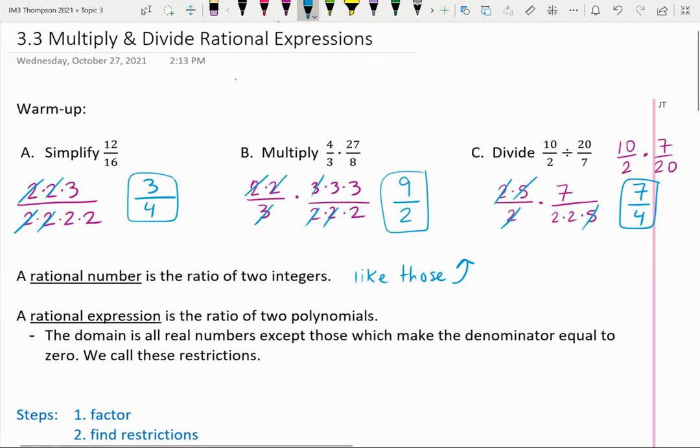A rational number is the ratio of two integers. So I have an integer divided by an integer. An integer is a whole number or its opposite, including 0. So this is a rational number. Anything that you can write as a fraction is a rational number.